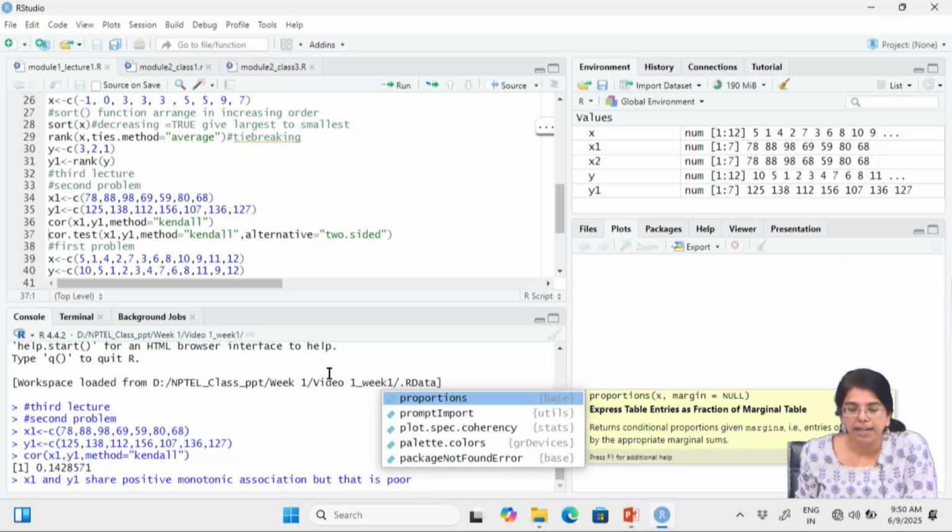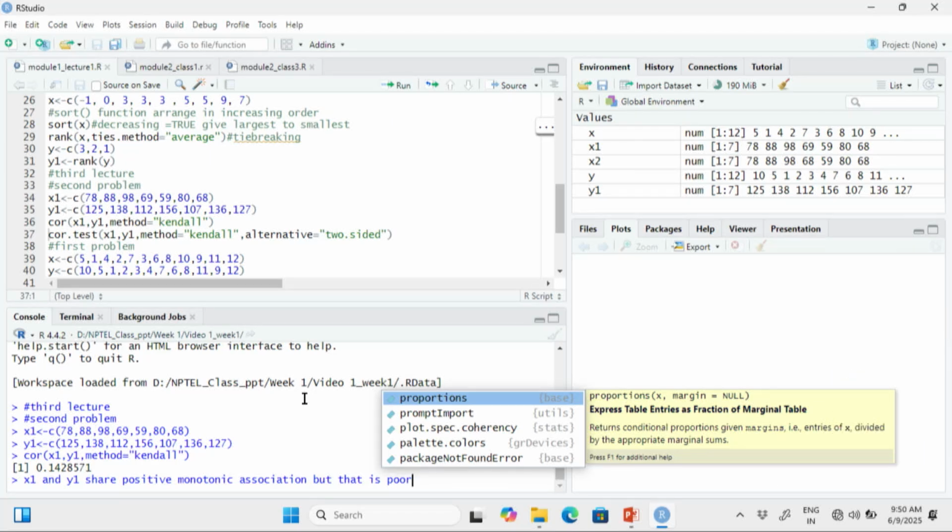Why is it poor? See, generally what we do, if the association is bigger than 0.7, then we call it a strong association. Okay, just make a note of this fact. I think I haven't mentioned it. This is kind of a thumb rule. If the value of the Kendall's tau is bigger than 0.7, then this value will give you the idea of strong association.